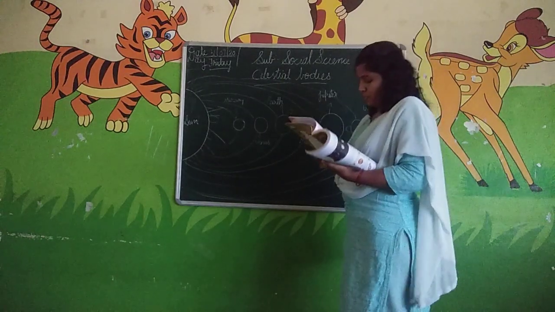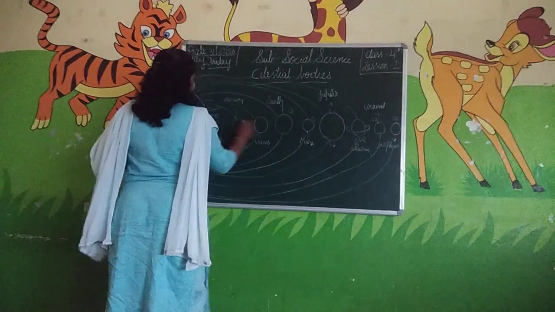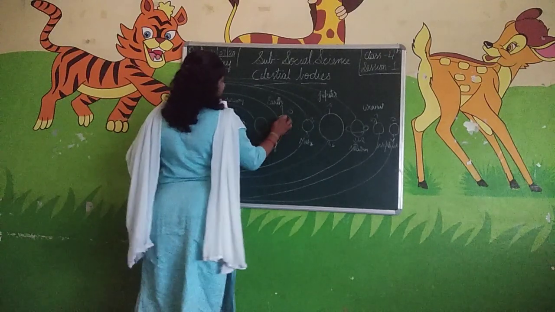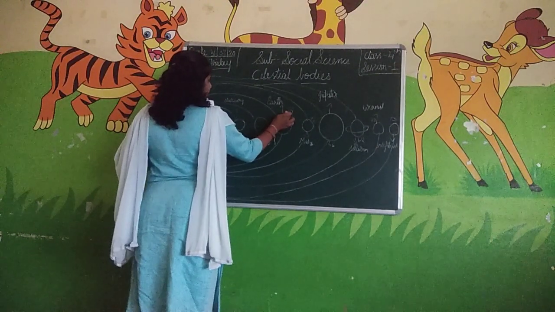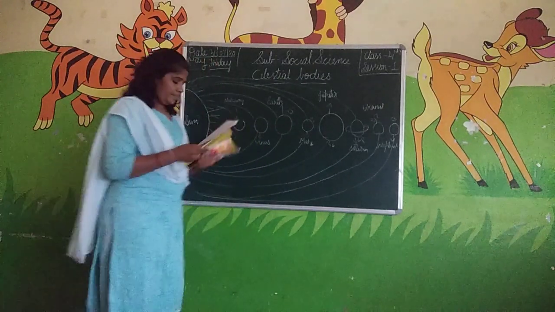Okay, how can it get the light? When the sunrays fall on the earth, at the same time the sunrays fall on the moon. Okay, this part of the earth can see the light of the moon because the sunrays fall on the moon.